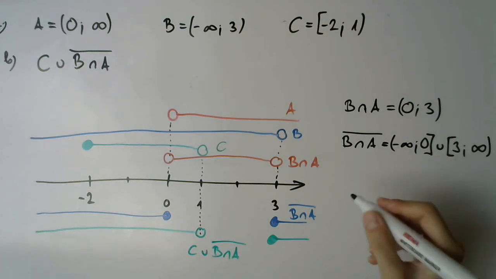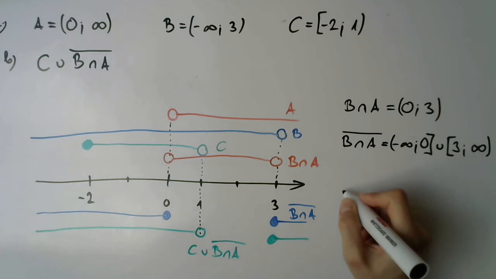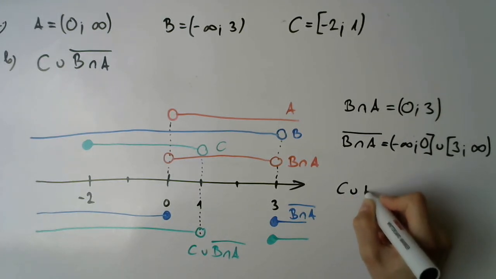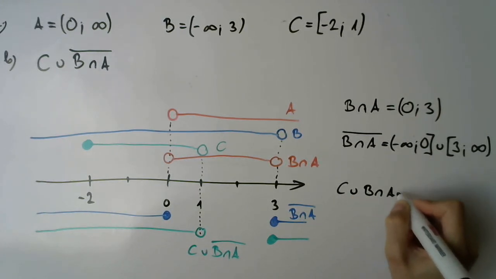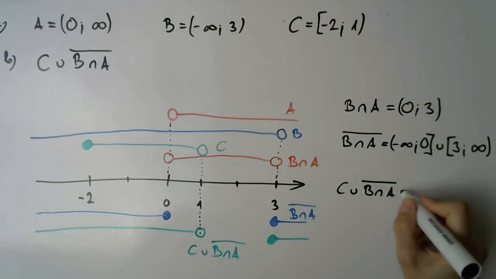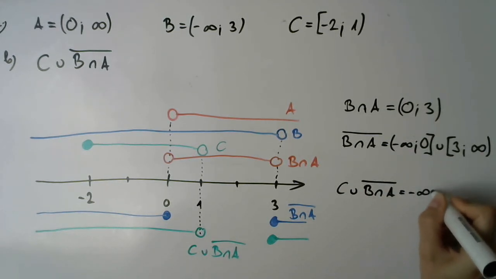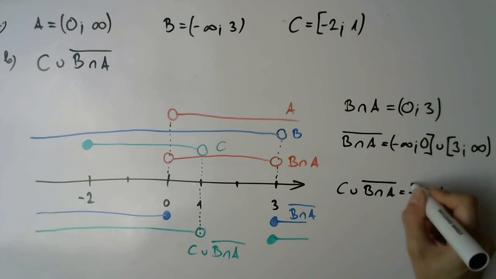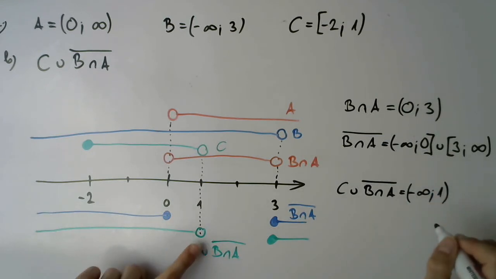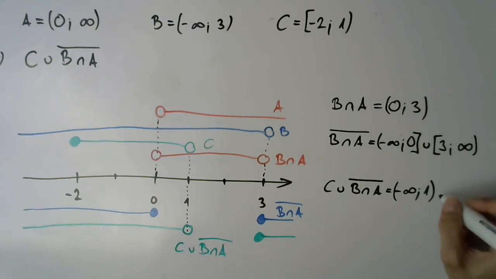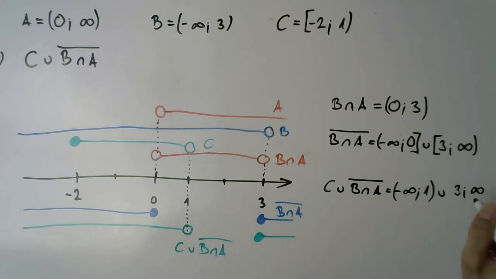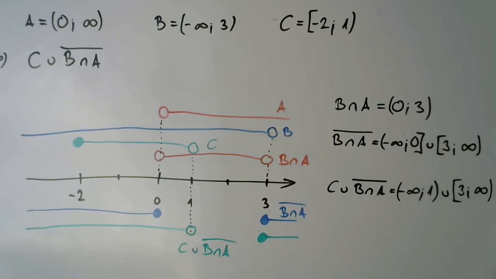So let's write it down. C union B intersect A's complement is negative infinity to positive 1 open interval, because this end is open, united with 3 to positive infinity, closed at 3, open at the infinity. And every other part of exercise 2 can be solved similarly.